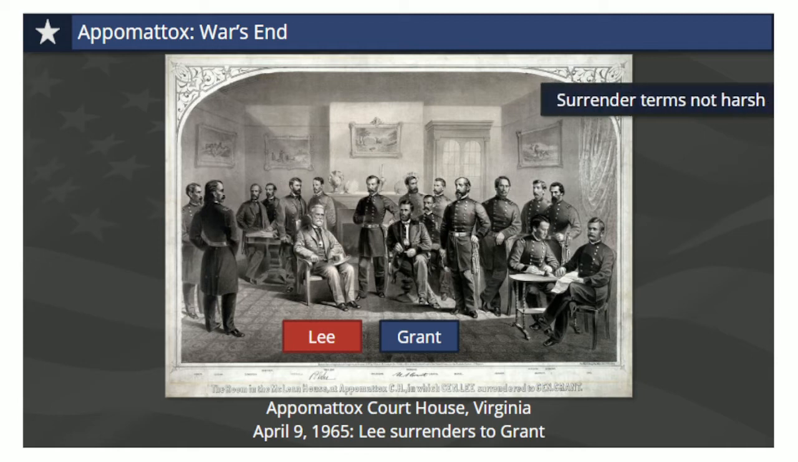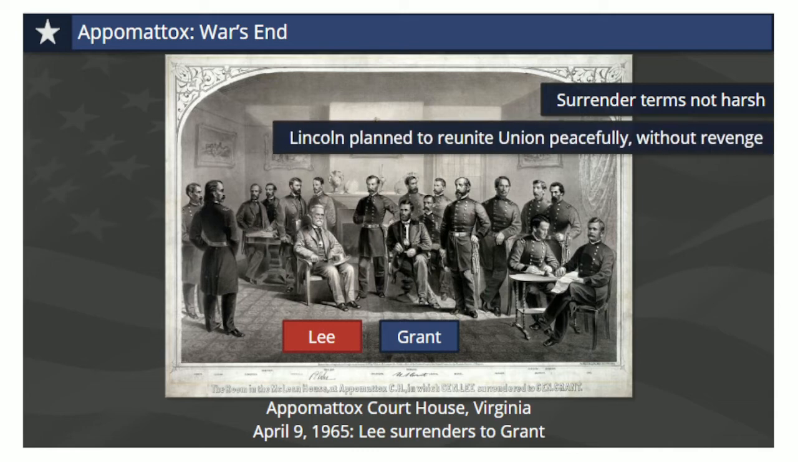The surrender terms were the opposite of harsh. Lee and his men were allowed to return home in peace instead of becoming prisoners of war. Officers were even allowed to keep their horses and weapons. This was the first part of Abraham Lincoln's plan to reunite the Union peacefully instead of seeking revenge. Even Confederate President Jefferson Davis was not tried or executed for treason against the United States.